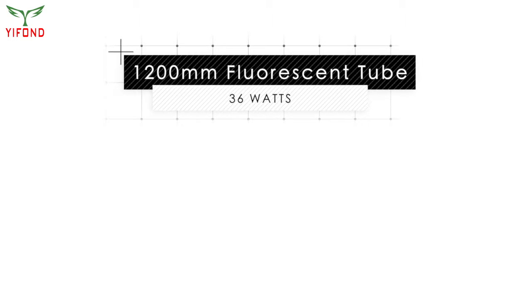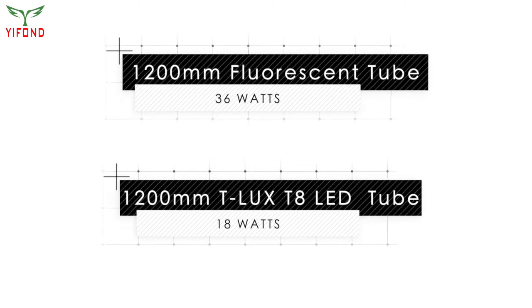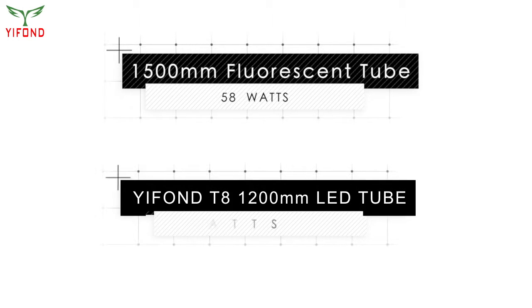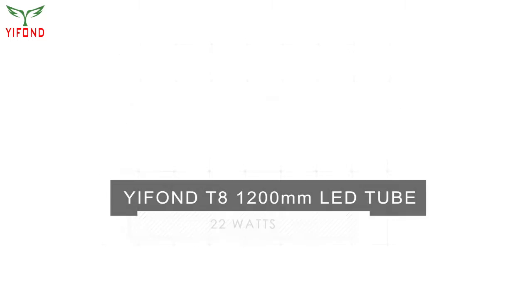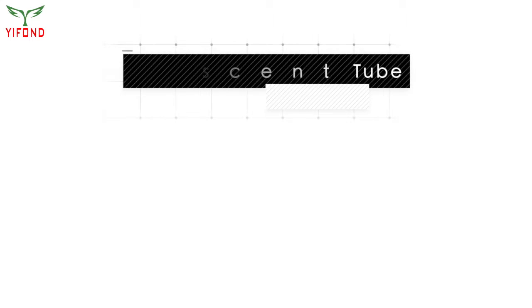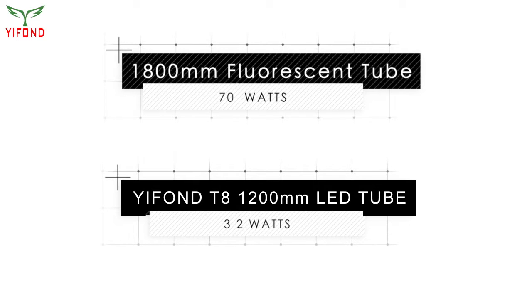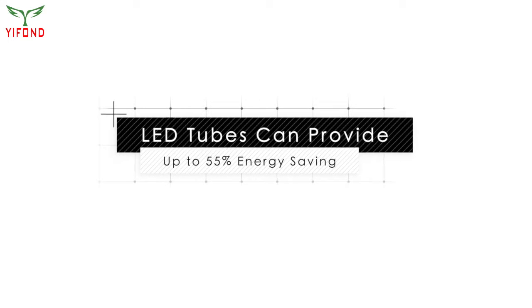A 4-foot 1200mm fluorescent tube will use 36 watts. The LED equivalent will use 18 watts. A 5-foot 1500mm fluorescent tube will use 58 watts compared to just 22 watts for the T10 LED tube. Finally, a 6-foot 1800mm fluorescent tube will consume 70 watts against just 32 watts for the equivalent LED tube. As you can see, energy savings can be as much as 55%.